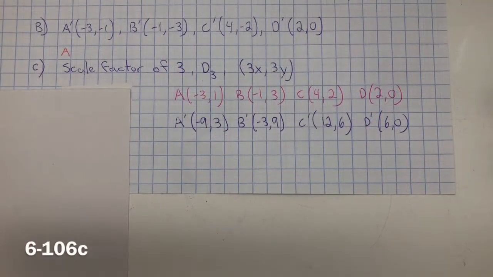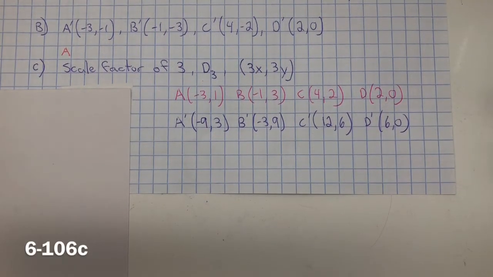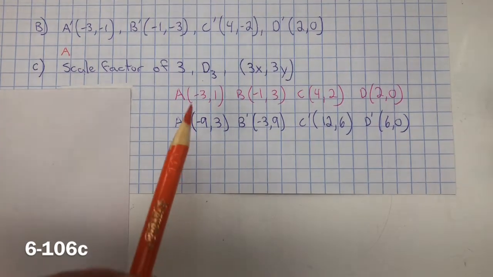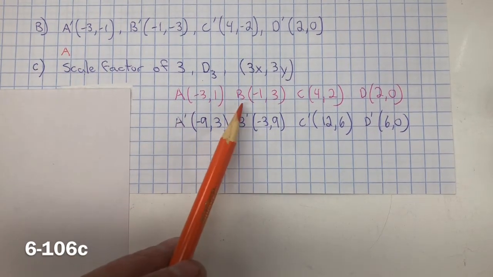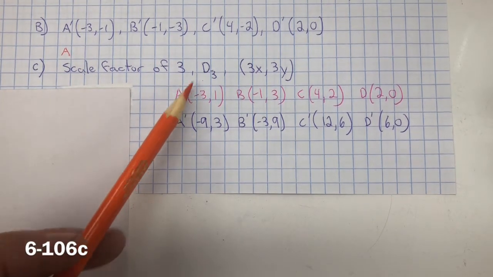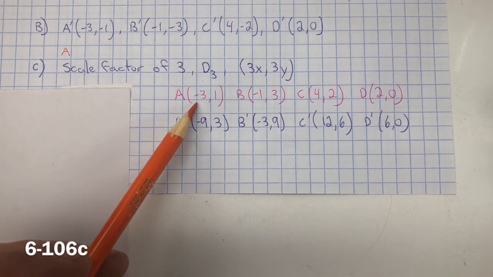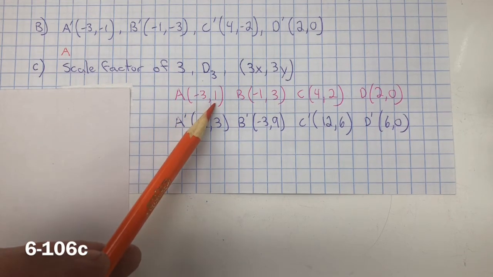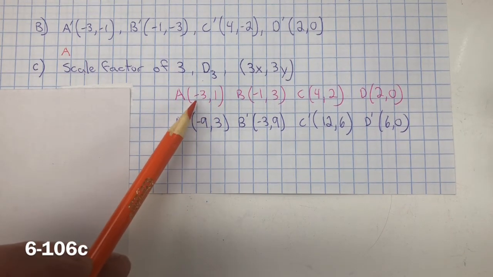For part C, you need to multiply each coordinate of the original shape by 3. So this is important because it's asking for the original shape and not the translated shape that we reflected over the x-axis. So we have to go back to the original shape's coordinates, and we're going to do a scale factor or dilate it by a factor of 3. So all of these coordinates, x and y, are going to be multiplied by 3.